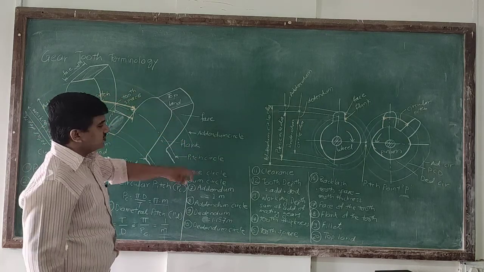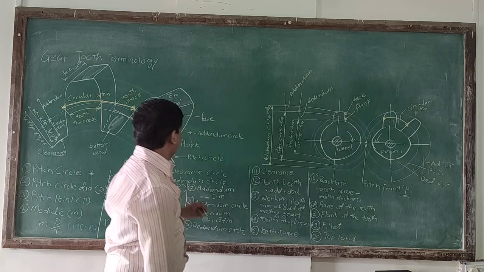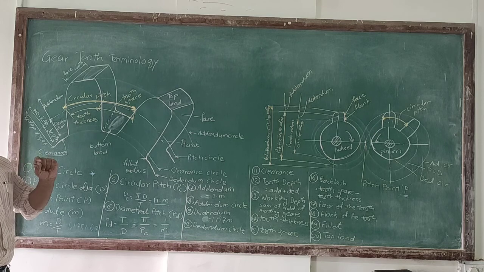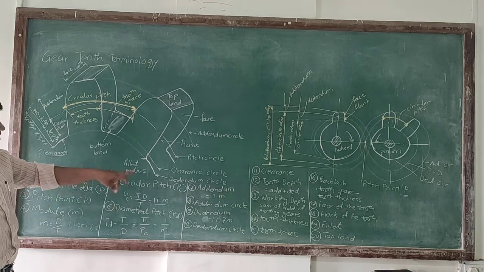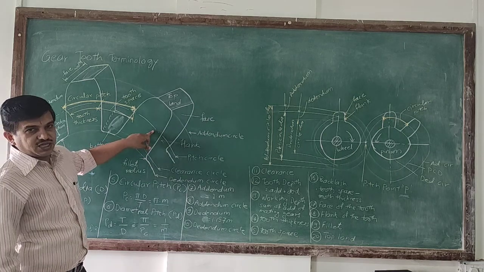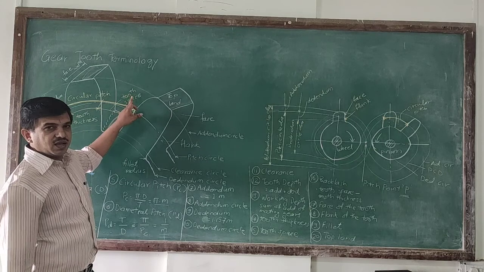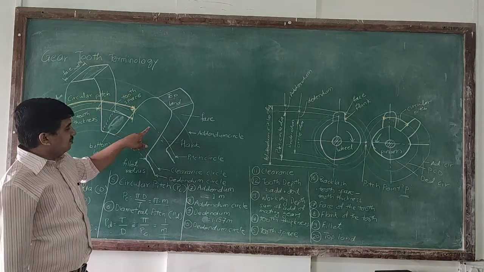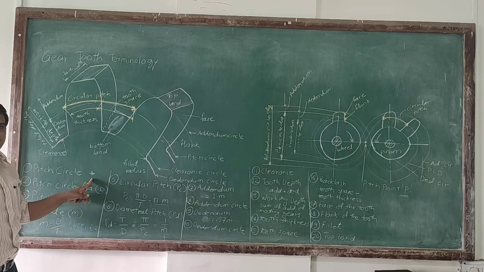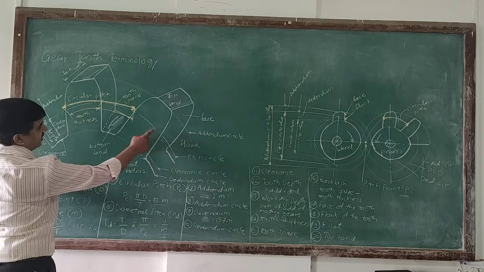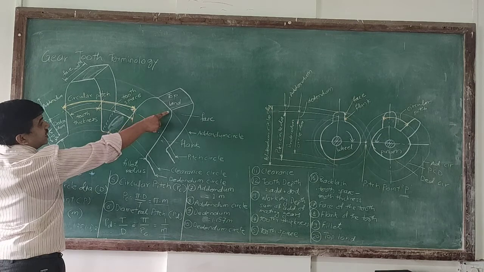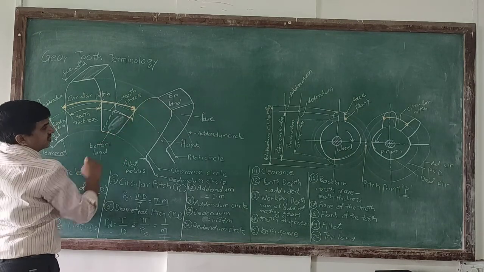How will we define this addendum circle? If a circle is drawn which is concentric to the pitch circle. What do you understand by concentric? That means if we draw a circle whose center matches with the center of the pitch circle. That is the meaning of concentric, isn't it? If a circle is drawn concentric to the pitch circle from the top point of a gear.